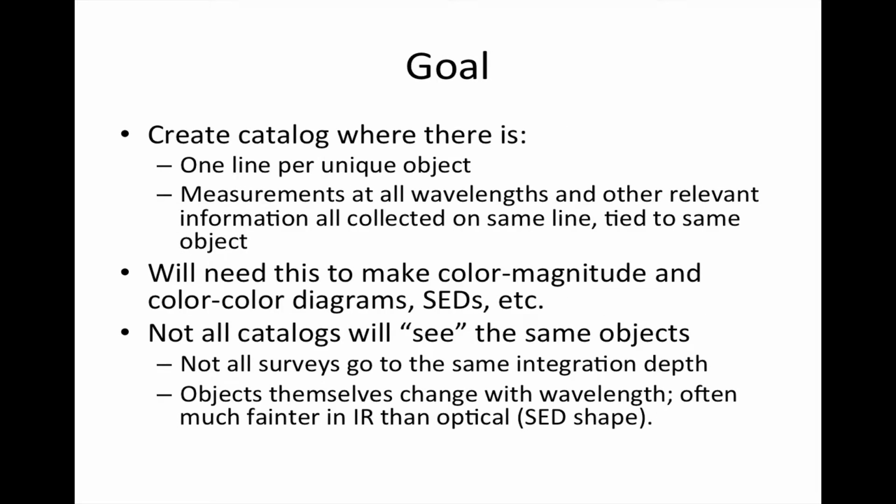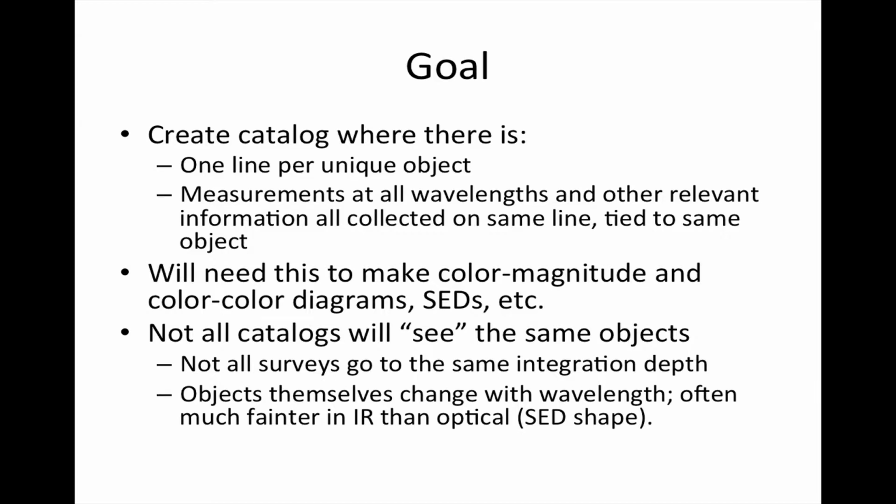The goal of band merging is to create a catalog where there's one line for each unique object in the field and collect all of the wavelengths on the same line. So you can kind of think of it as a baseball card, right? There's one line or one card for each source, and all of the information we know about that source is collected in that line or on that baseball card. We're going to need to do this in order to make color magnitude diagrams and SEDs. So that's why we're doing this.